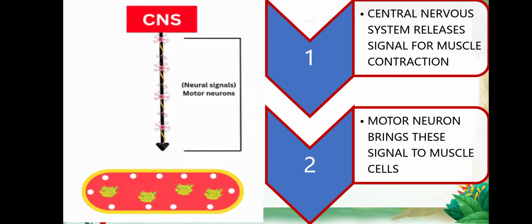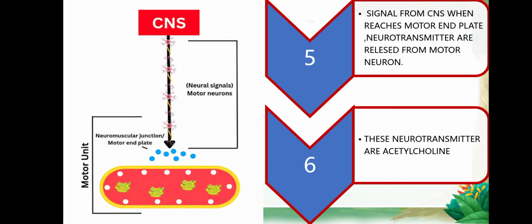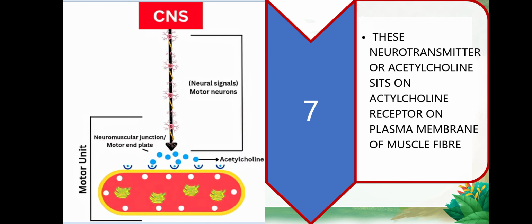So the motor neuron brings this signal to the muscle cell, and the motor neuron and muscle fiber combined together are called a motor unit. You know that when the neuron and the muscle fiber or sarcolemma, that is the plasma membrane of the muscle cell, meet, that place is known as the neuromuscular junction, or motor end plate. So when signals from the CNS reach the motor end plate, neurotransmitters are released from the motor neuron. Okay, these neurotransmitters are acetylcholine.